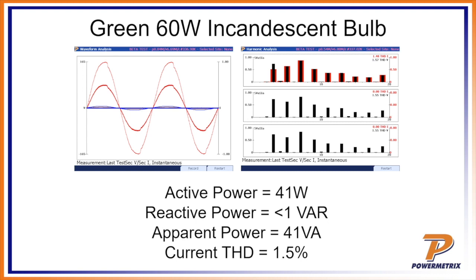And so if I look at my watts, my VA, and my VAR, interestingly enough, this was called a green 60 watt bulb. And so even though it output the equivalent of 60 watts of light, it only consumed about 40 watts of active power, 41 watts. So that's pretty good. The reactive power was very low, less than 1 VAR. And so basically no phase shift, no VARs, very clean. And so the apparent power, once again, matched up pretty much to the active power.